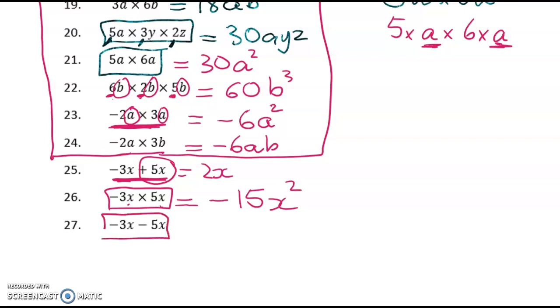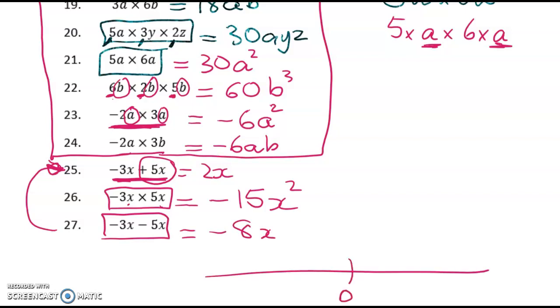In number 27, we're back to subtraction. So it's like this one. We have to think about like terms. So negative 3x, take away 5x gives me negative 8x. If you need to draw your number line, that's fine. Here's 0. We're starting at negative 3, and we're going back 5 to negative 8. It's a bit messy, sorry about that. There we go. Okay, on to 28 to 38.